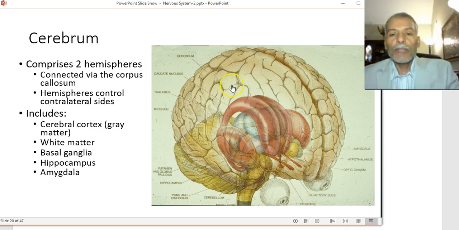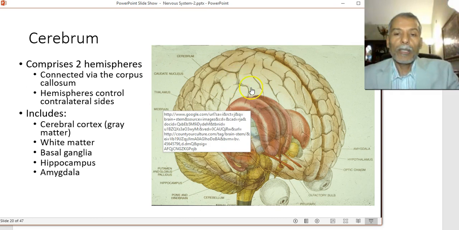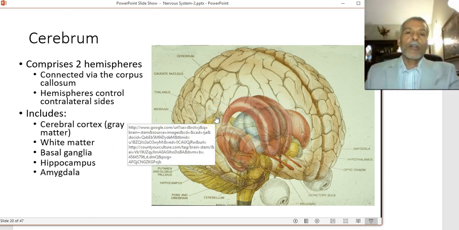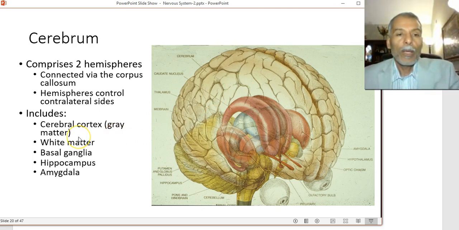The right hemisphere generally controls the functions of the left side of the body, and the left hemisphere controls the right side of the body, except for a few functions. But this applies basically to motor and to sensation, where you have the crossover of the functions.